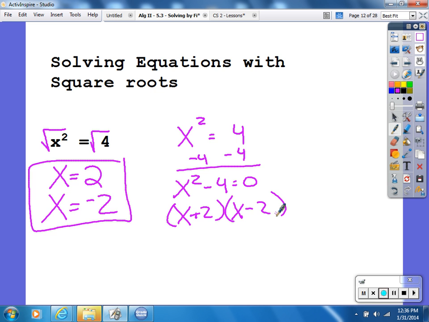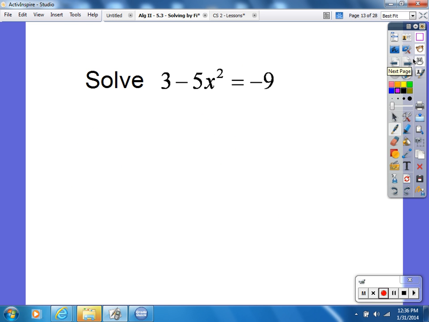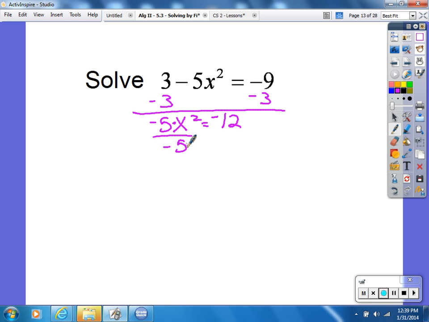So let's go to a hard one. Are you ready? Here it is. Alright, so I'm going to subtract 3 from both sides here. And I get negative 5x squared equals negative 12. What would I do next? Not add it. Divide it, right? Because it's multiplying between here, and the opposite of multiplying is dividing. Okay. So I get x squared equals 12 over 5.